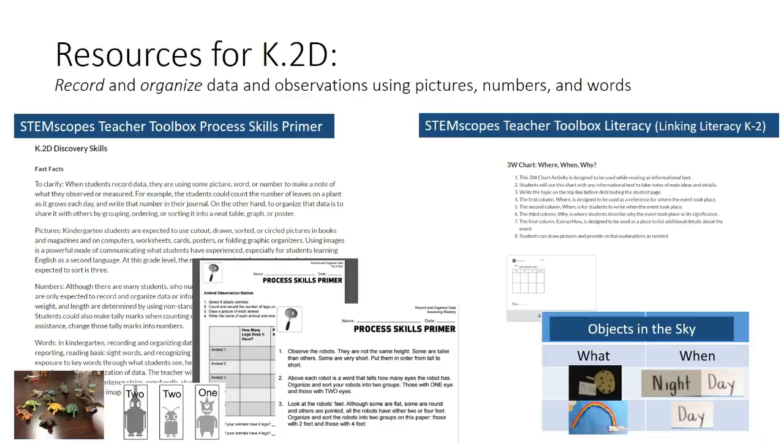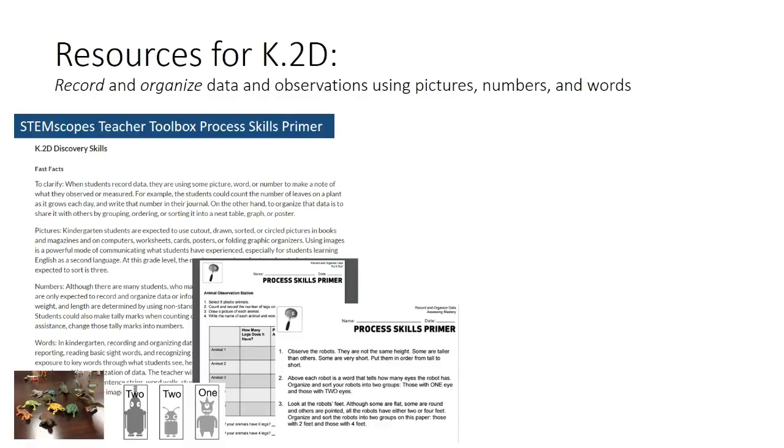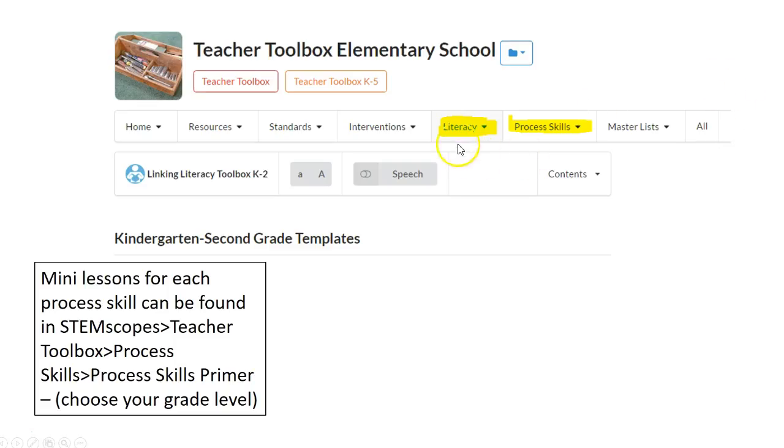So just an idea of how you can use the same type of organization, maybe with reading, and then you can apply that to their observations. And again, you can get to all of the strategies, and there are lots of them, in the STEMscopes Teacher Toolbox. It's called Literacy, and it's linking literacy. I'll go back to show you a screenshot of that. So it's right here in the Teacher Toolbox. There's literacy and there's the process skills primer.